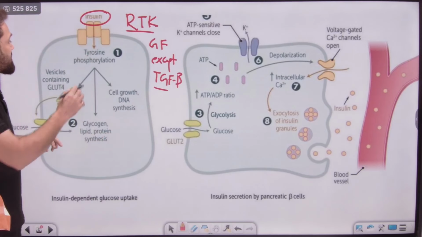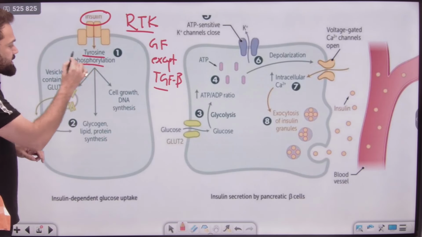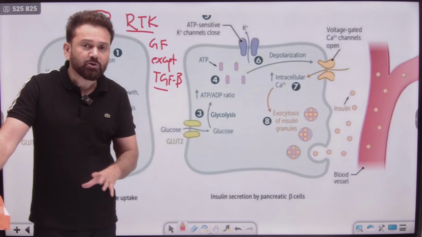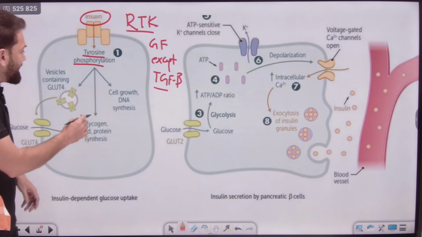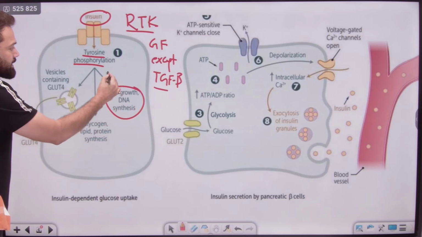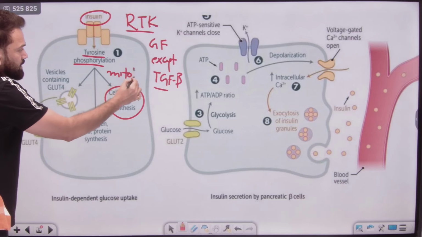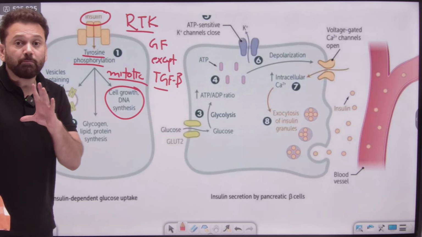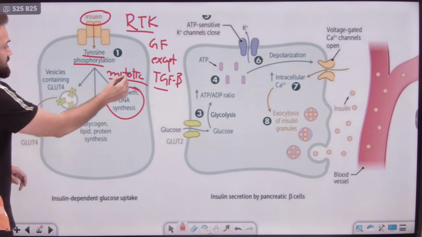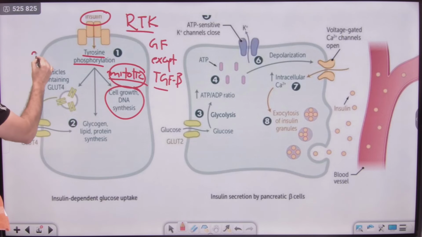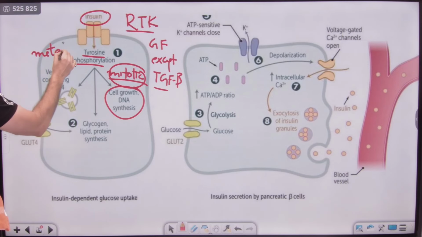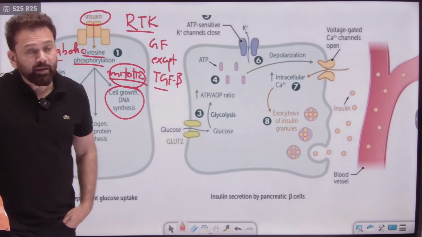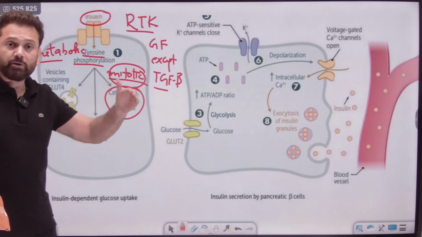So please remember, insulin acts on tyrosine kinase receptor, and there are two different pathways of insulin. One is called the mitotic pathway, the other is called the metabolic pathway. The mitotic pathway causes cell growth and development, so it is called the mitotic pathway. The rest of the two functions come in the category of the metabolic pathway.